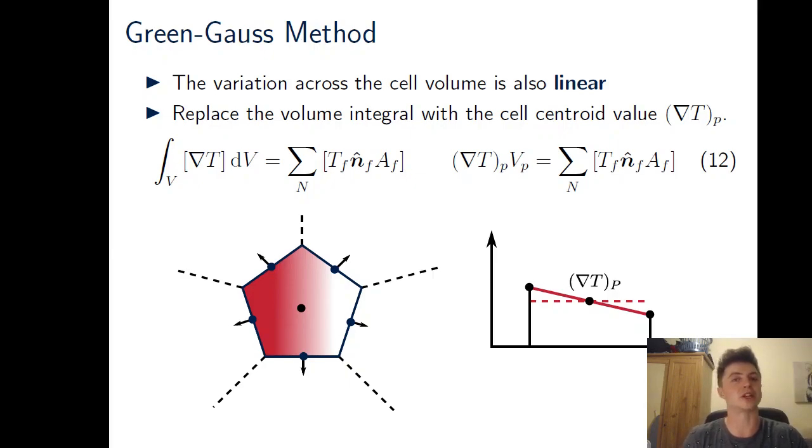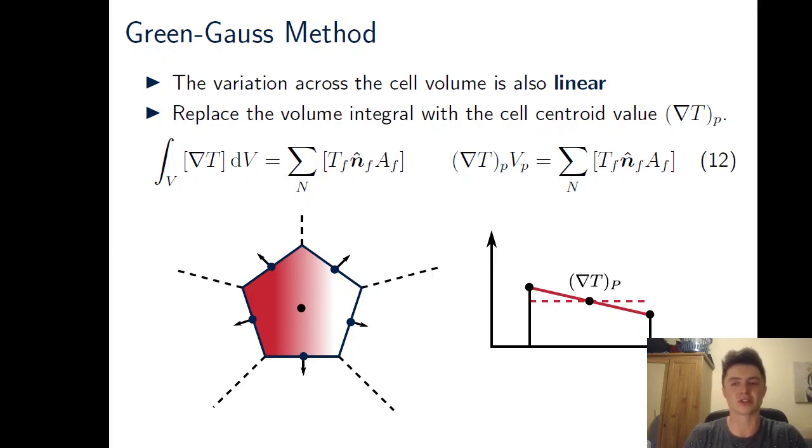And what that means is we can use the same clever trick that we use for the face integral. Rather than integrating the temperature across the entire volume, we can just take the temperature, or the temperature gradient in this case, at the cell center and multiply that by the volume. So again, this allows us to get rid of the integral if we take the value at the center, or the centroid, of that volume. And so we can replace that volume integral by the multiplication of the temperature gradient at the cell centroid and the volume, and that gives us equation 12, which we can see there.